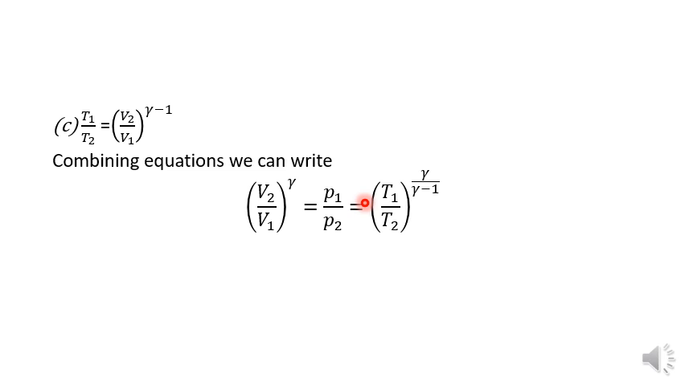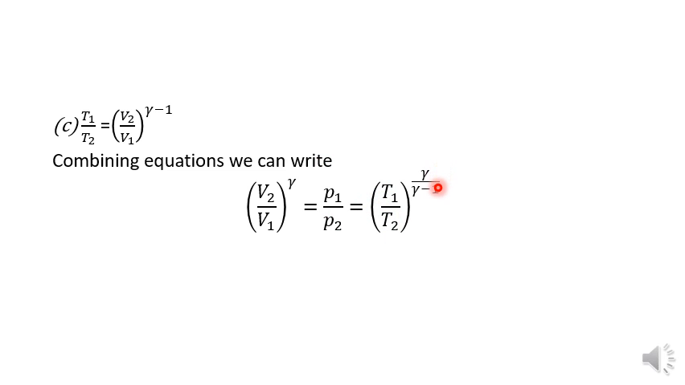If the problem asks to write the relation between T and V, eliminate P using the ideal gas equation PV is equal to mRT, then simplify. We will get T1 by T2 is equal to (V2 by V1) whole power (gamma minus 1). Similarly, for the relation between T and P, eliminate V and simplify. The relation between P and T is P1 by P2 is equal to (T1 by T2) whole power gamma by (gamma minus 1).